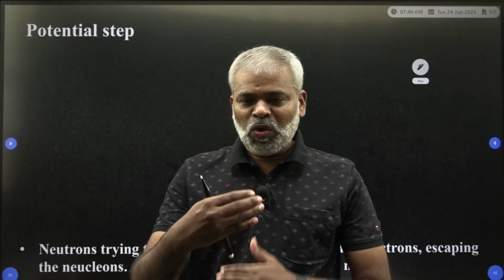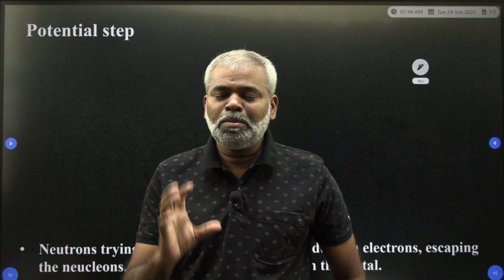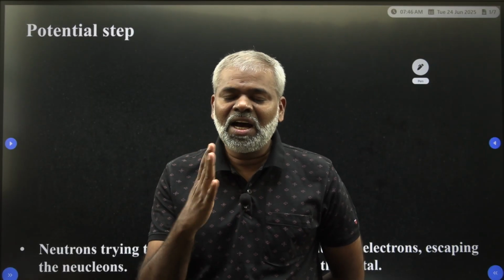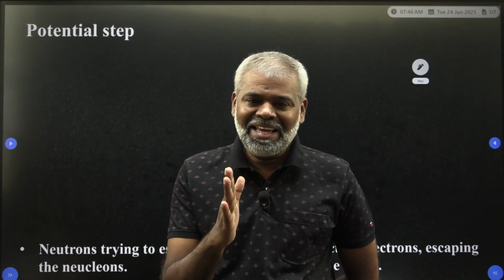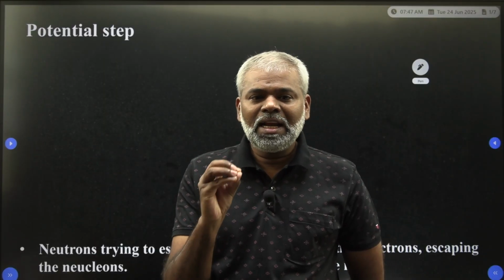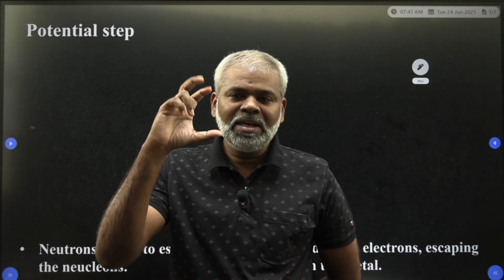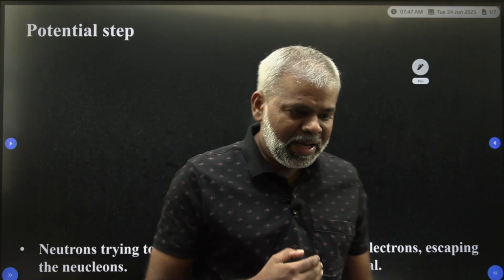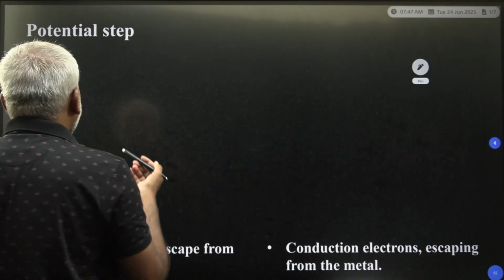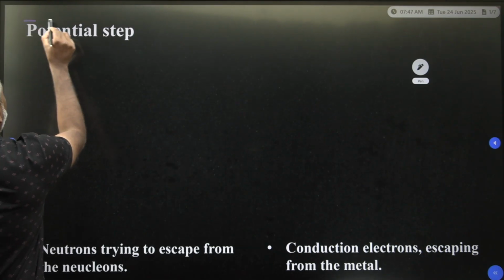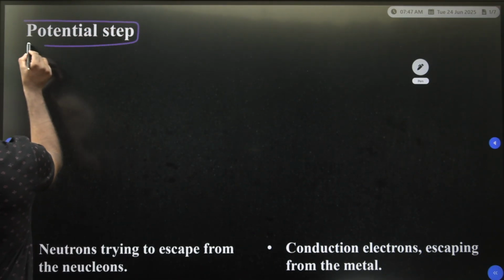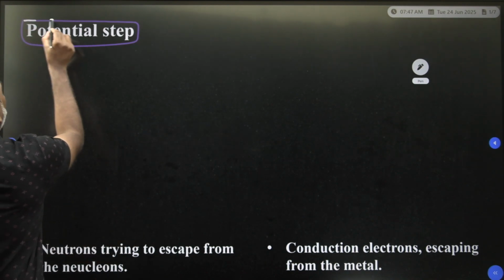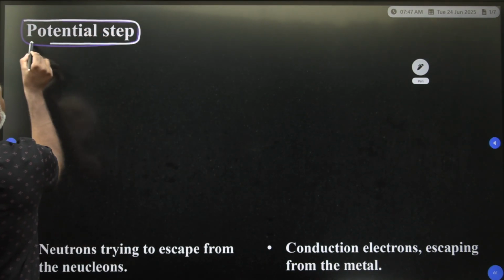So, yesterday we discussed the potential step introduction. I discussed case number 1, when the particle energy E is greater than the height of the barrier. So, what is going to happen? We discussed this in yesterday's class. Once again, we have to see what we discussed yesterday, where you learned a little bit about the potential step.